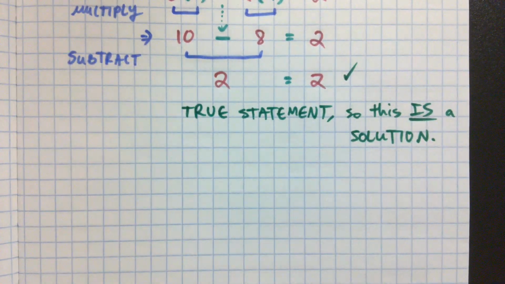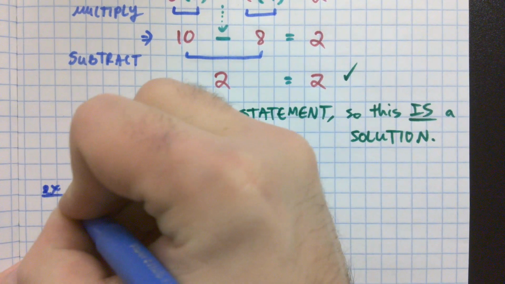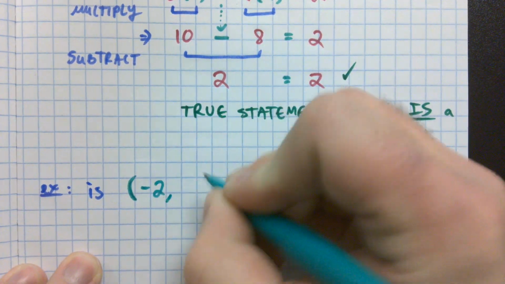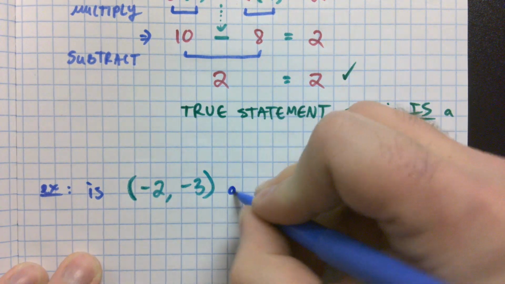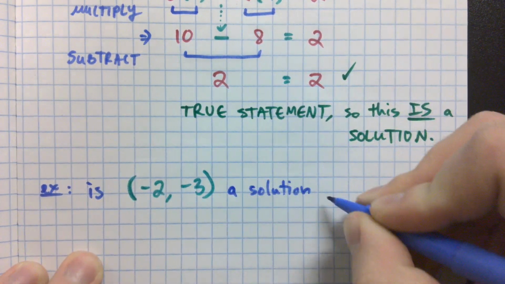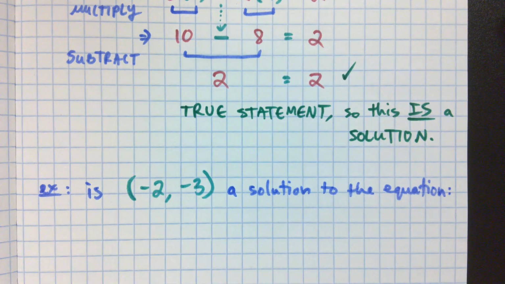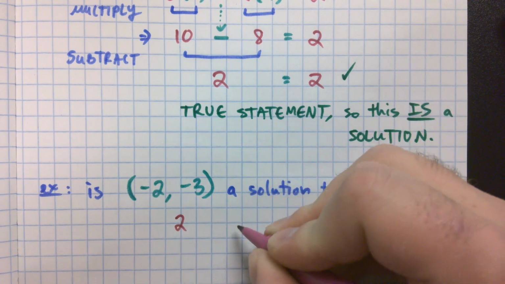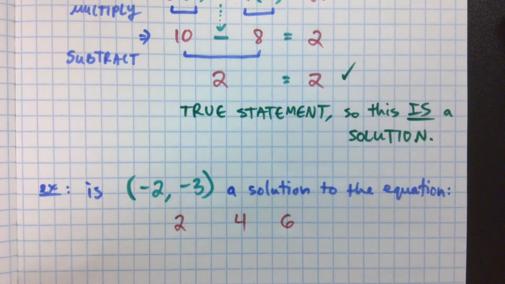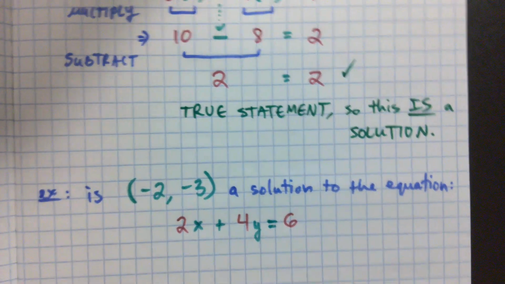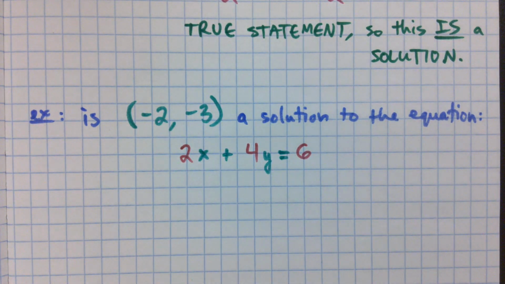I'm going to move this down a bit. Let's do another example, and then we'll get started. Is the point -2, -3 a solution to the equation 2x plus 4y equals 6? We'll move this down here. Hopefully we've got that. There's our equation in standard form.